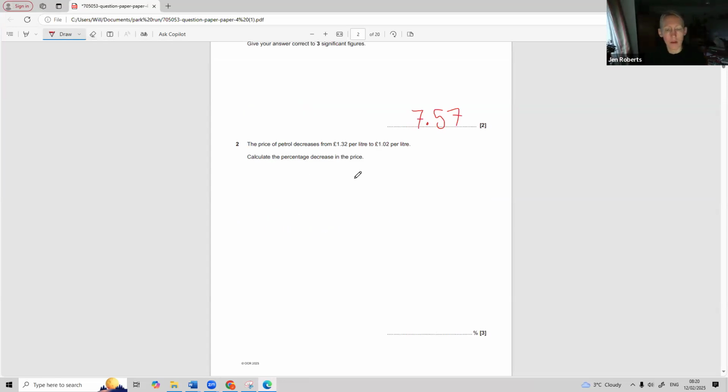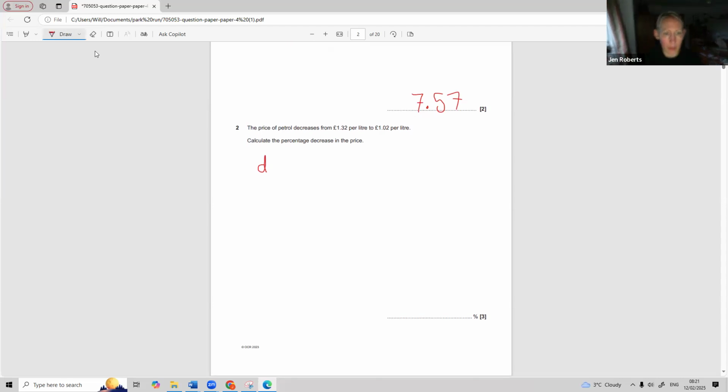Okay, so the price of petrol decreases from this amount to this amount. Calculate the percentage decrease in the price. There's a couple of ways you can do these percentage change questions. You could do a straight division and work it out from the multiplier, or you can remember this formula: difference divided by original times 100. You will not be given this formula, you will have to remember it. This formula works out percentage change. So if you ever get asked for a percentage increase or decrease, percentage profit or loss, you can use this formula.